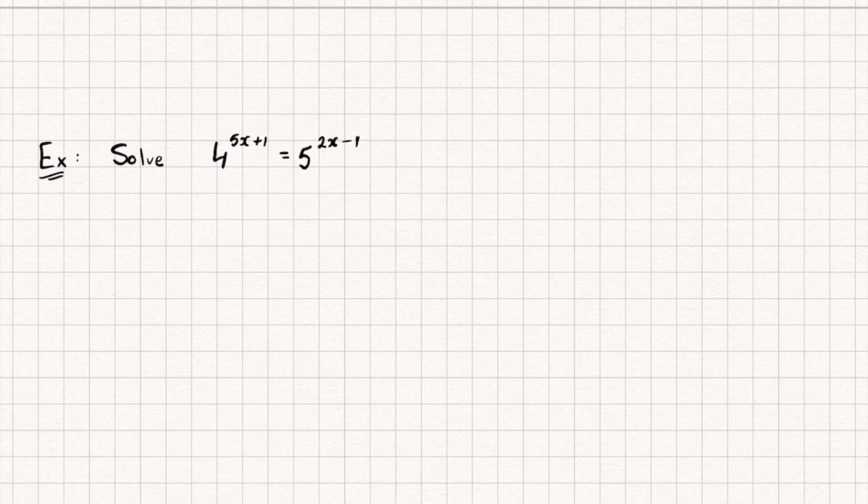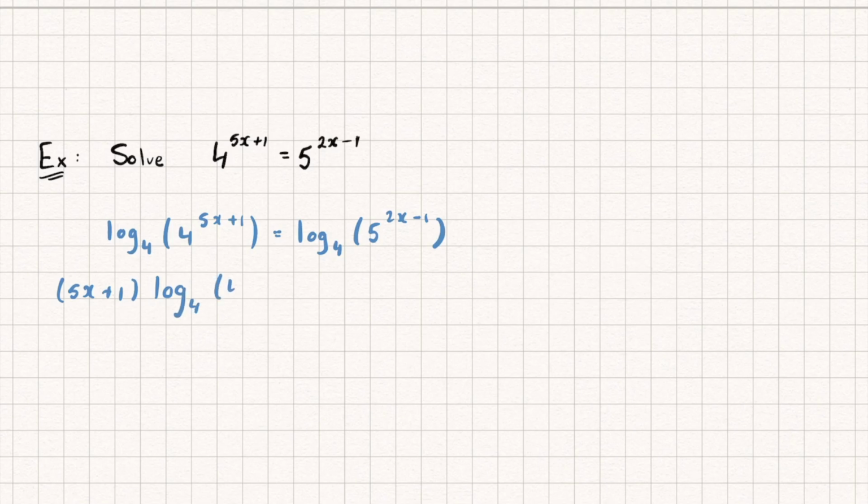So let's take logarithms base 4 of both sides, and I get log base 4 of 4 to the power of 5x plus 1 equals log base 4 of 5 to the power of 2x minus 1. I'm then going to use my power rule on both sides to bring the exponent down to the front of my logarithm. So the left hand side is going to become 5x plus 1, all multiplied by log base 4 of 4, and the right hand side is going to become 2x minus 1, multiplied by log base 4 of 5.